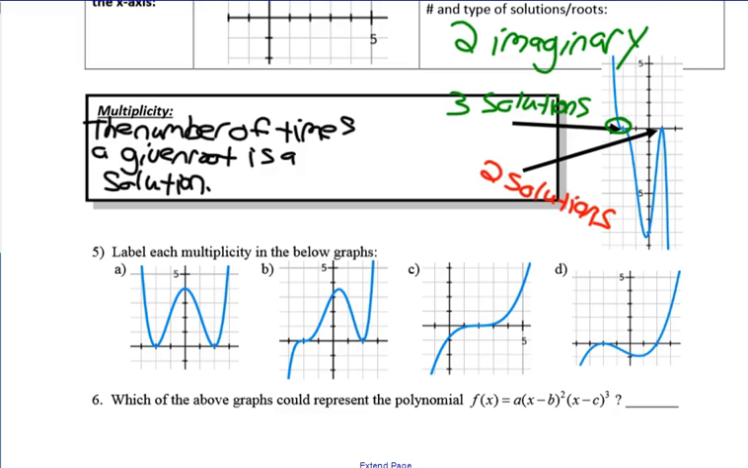On that graph, the bottom. This is a Y, so we don't worry about that. Solutions are just going to be on the X.